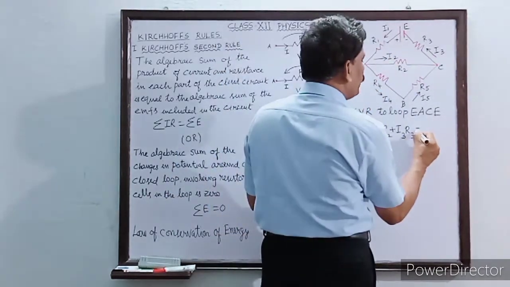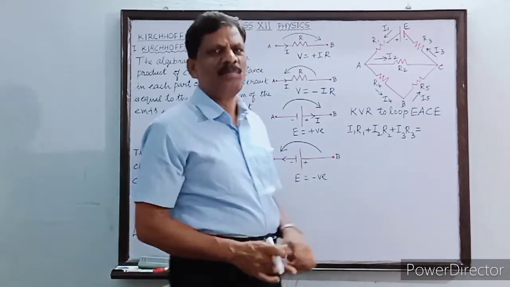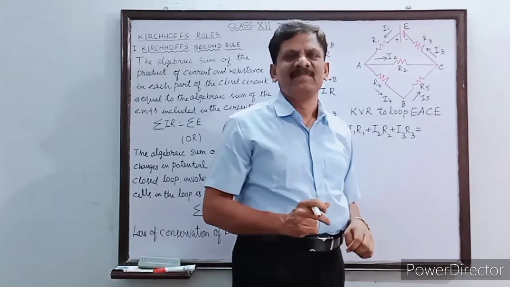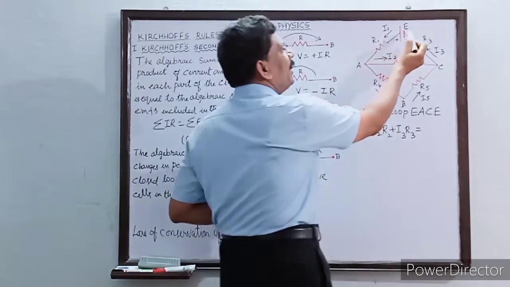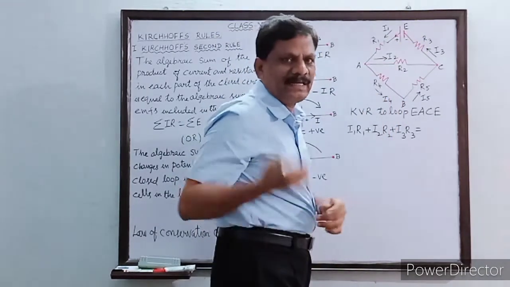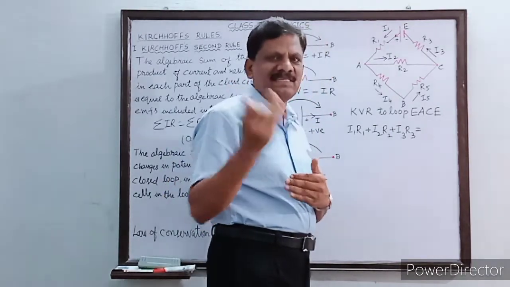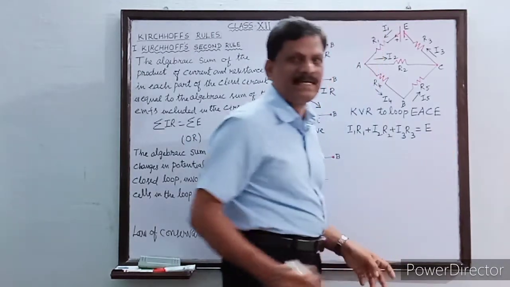This must be equal to the algebraic sum of the EMFs. But how many cells are in this triangular loop? Only one cell is there, so the EMF is E. And in that cell, the current is leaving from which terminal, positive or negative? It is leaving from the positive terminal, which means E is positive. Therefore, this is plus E.